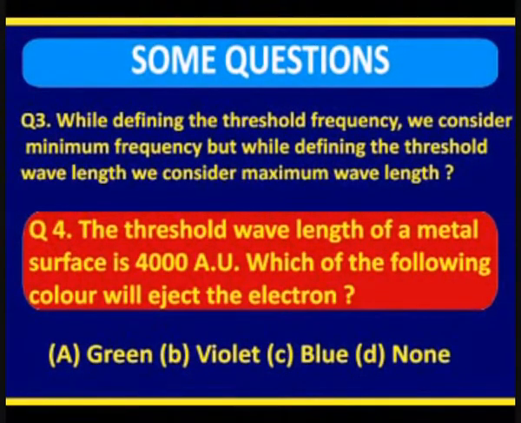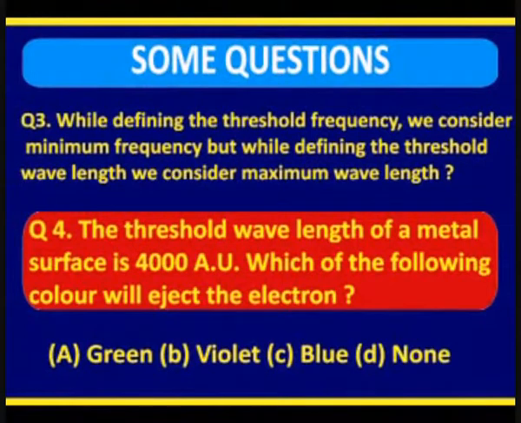But while defining the threshold wavelength, we consider the maximum wavelength. Why? Let us consider one more question. The threshold wavelength of a metal surface is 4000 Å. Suppose, which of the following colors will eject the electron from the metal surface? A. Green, B. Violet, C. Blue, D. None of the three.